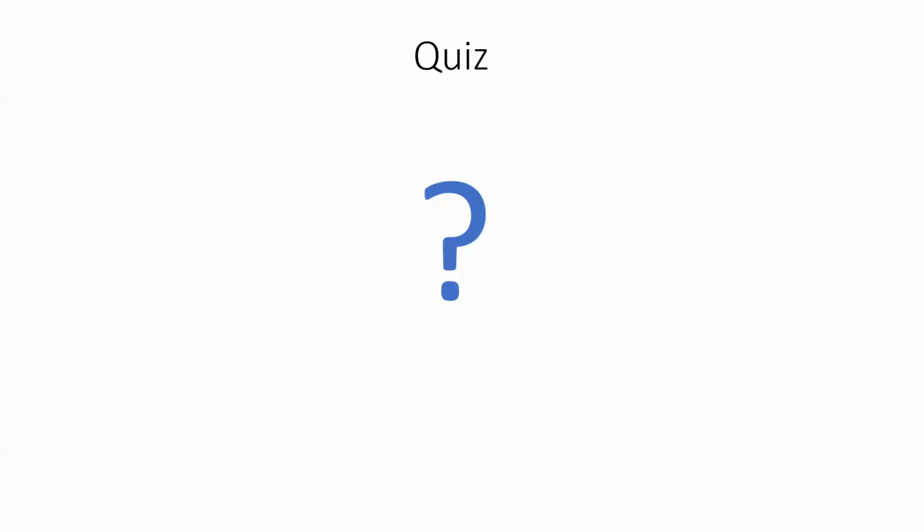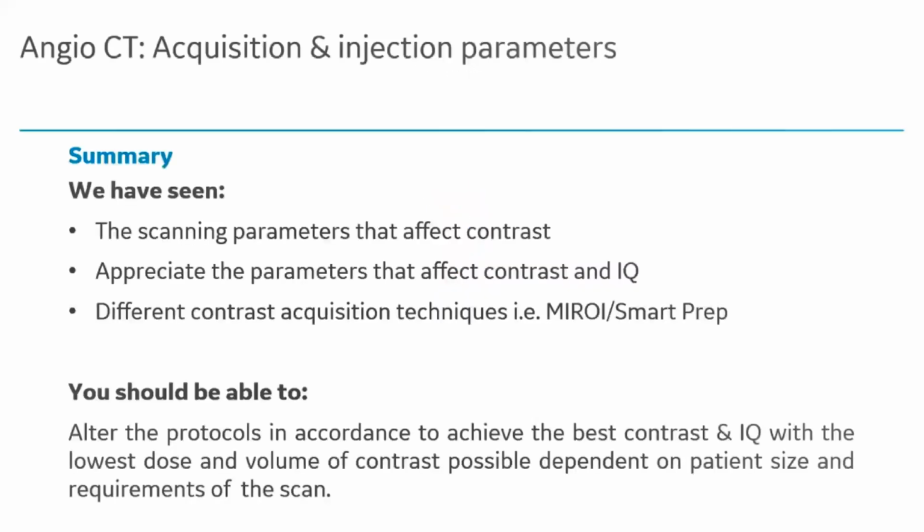So, people, that was my last slide. So we've seen the scanning parameters that affect contrast and IQ, and different contrast acquisition techniques like Miroi and Smart Prep. You should be able, after this class, to alter the protocols to achieve the best contrast and IQ with the lowest dose and volume of contrast possible, depending on the patient size and requirements of the scan.